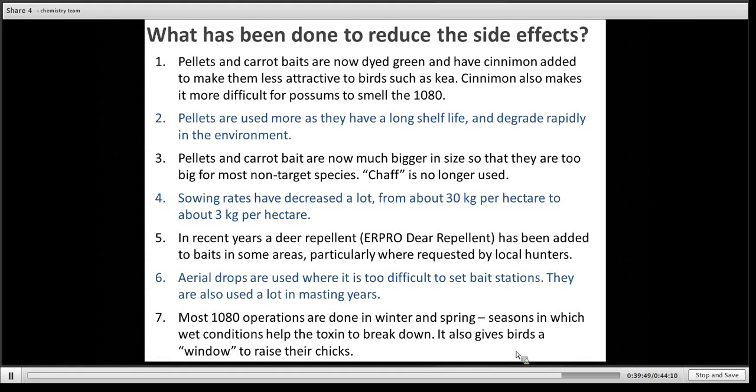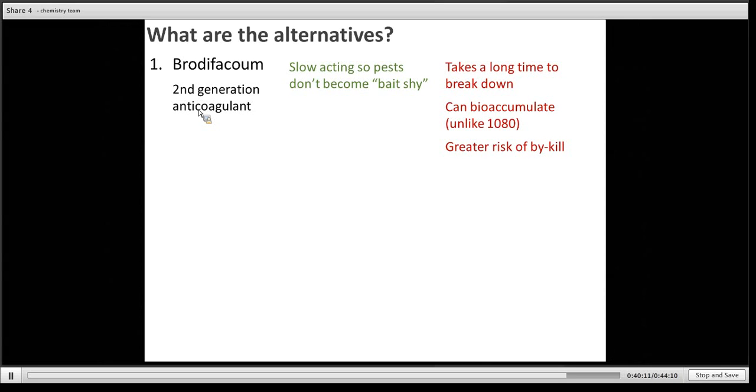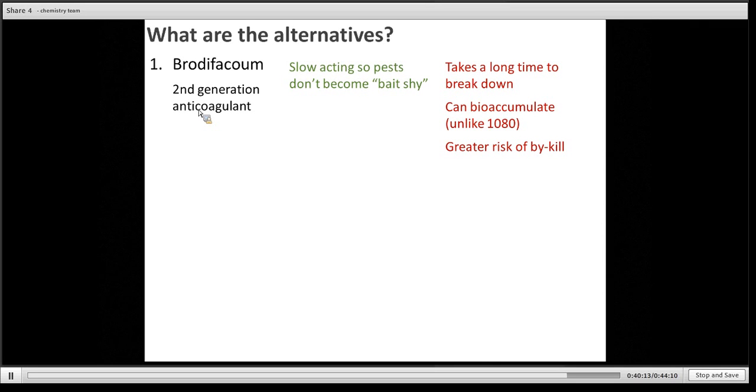Okay, what are the alternatives? If we don't want to use 1080, what can we use instead? So there is this particular poison. It's a second generation anticoagulant, brodifacoum. It's slow acting, so they don't become bait shy. So what will happen is they can eat the poison and they can wander off, and 2 weeks later they'll start being affected by it. So they'll keep on coming to the bait. There won't be dead animals by the bait.